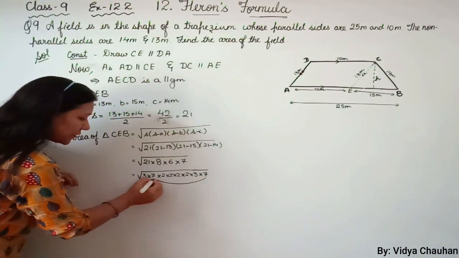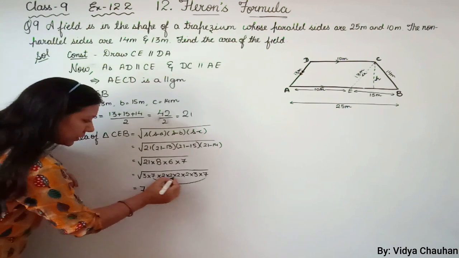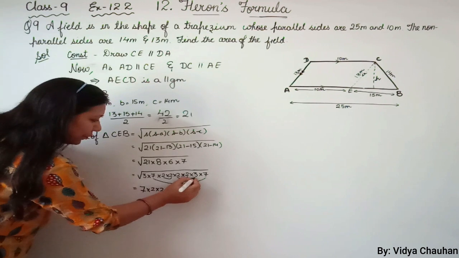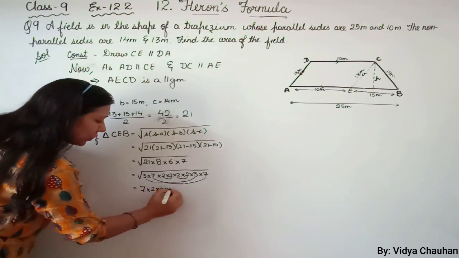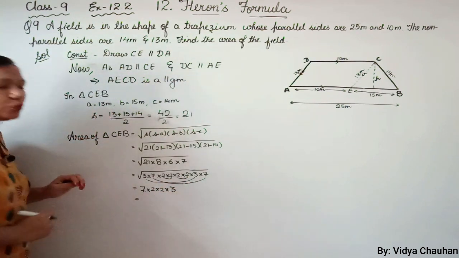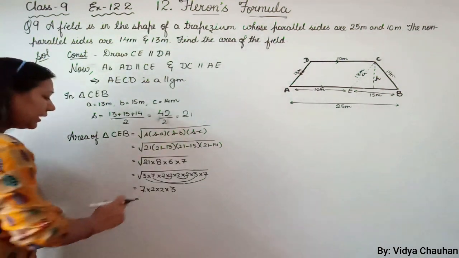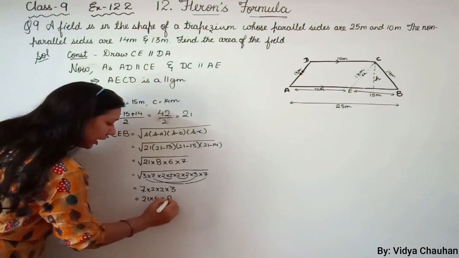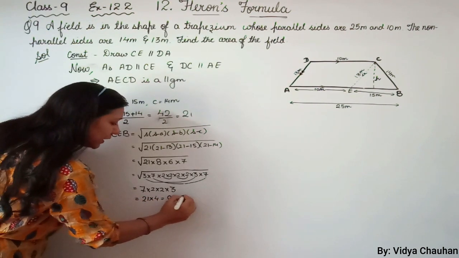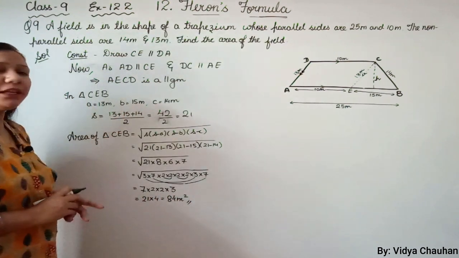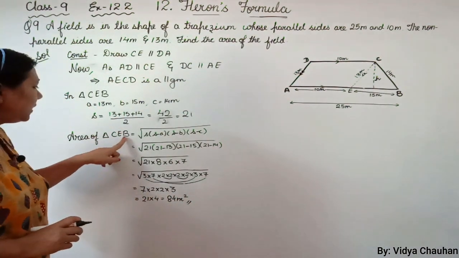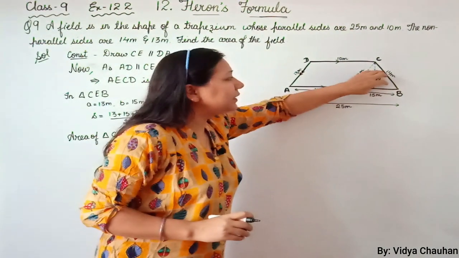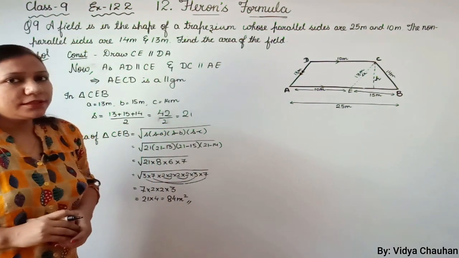So there is a pair of 7, so 7 comes out. There are two pairs of 2, so that means 2 multiplied by 2. And there is one pair of 3, so there is 3 out of the square root. Multiplying here, 3 7s are 21 multiplied by 4. That means the area of triangle CEB is 84 meters square. So we are done by finding the area of triangle CEB.